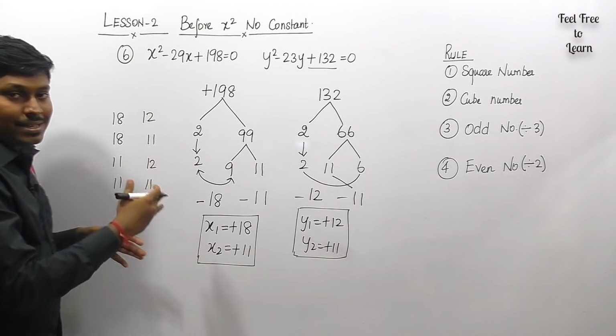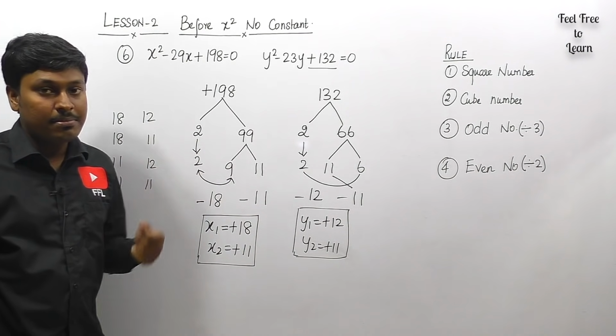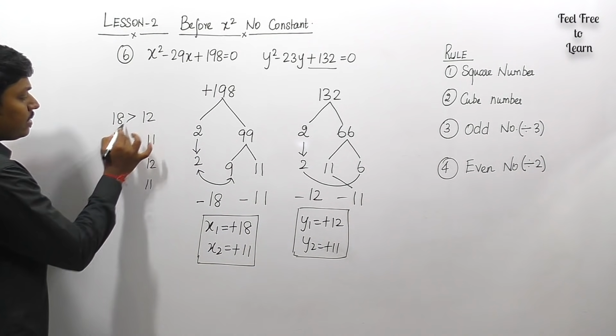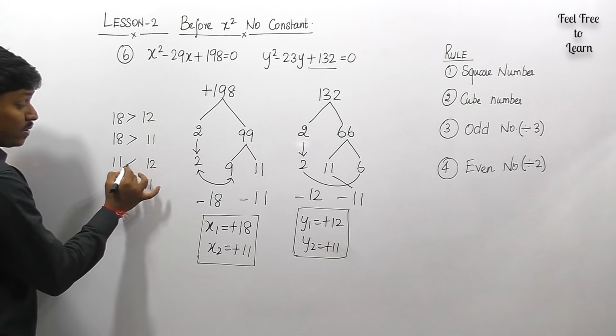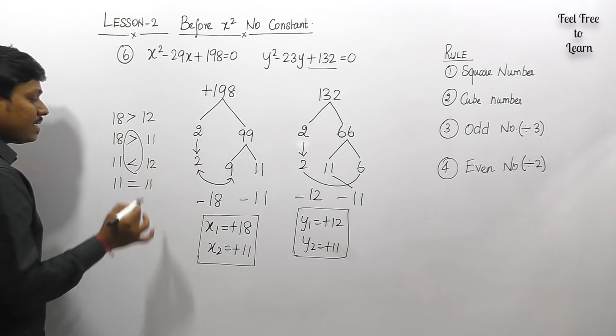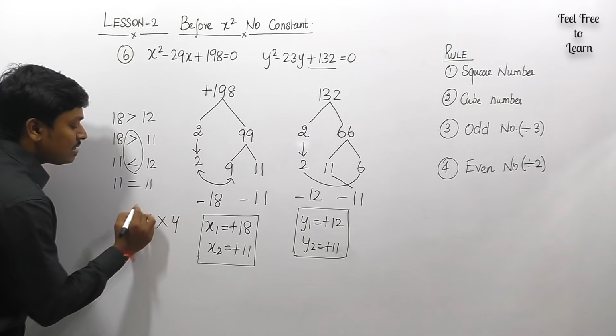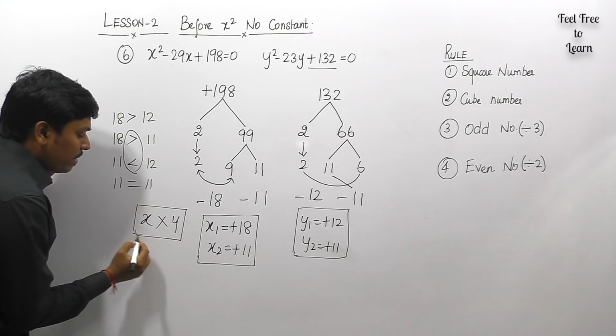The concept here is we need to compare all the x values with the y values, which we saw in lesson number 1, right? So 18 is greater than 12, but here 11 is equal to 11. So friends, while comparing, we got one greater than and one equal to. So definitely we can say that for x and y, the relationship cannot be established.